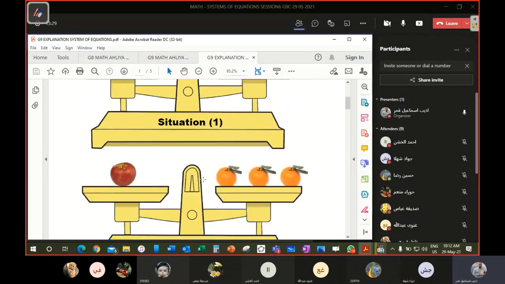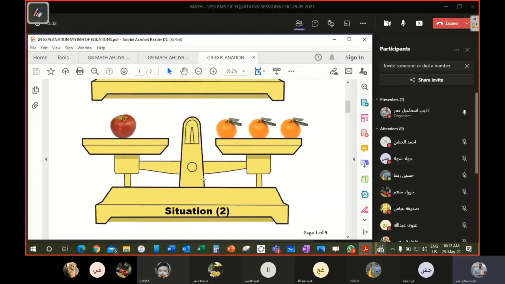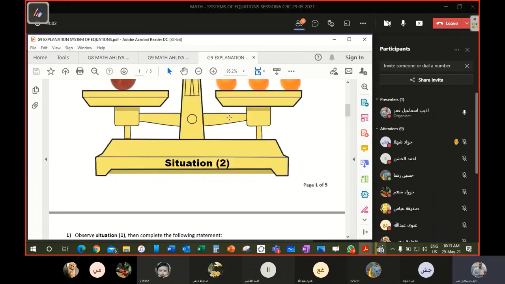Pay attention to situation 2. Batul, what do we have in situation 2? Okay, what do we say about 1 apple and 3 oranges? The mass of 1 apple to the mass of 3 oranges. Okay? We have 2 situations. These are the 2 situations.